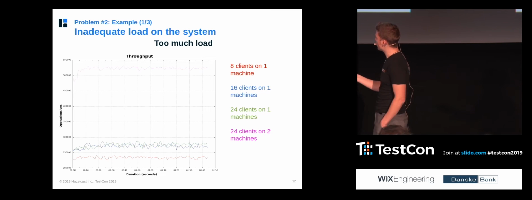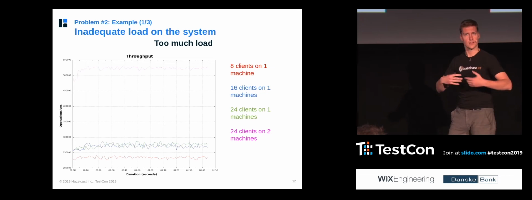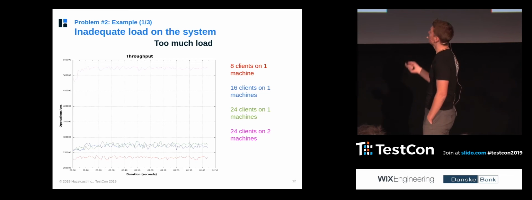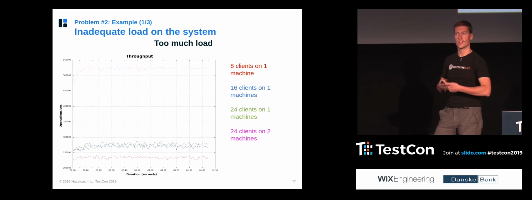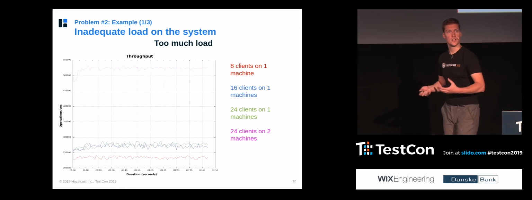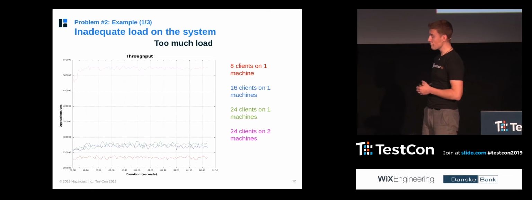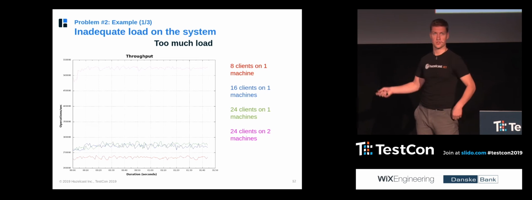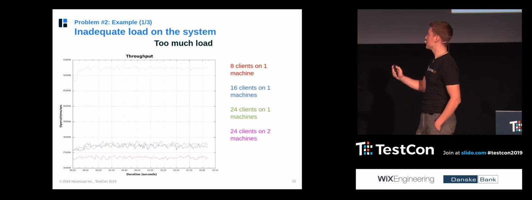So the red line is 8 clients, 8 stressors, 8 machines or 8 processes doing load on your system, but they are on one physical machine, because usually you don't have the luxury of having all the stressors on a separate machine, because your performance lab is not that big. It costs a lot of money. So what you do, for instance, is to put a number of stressors on one machine, and you have multiple machines. Okay, so this is the red line. This is the result for it.